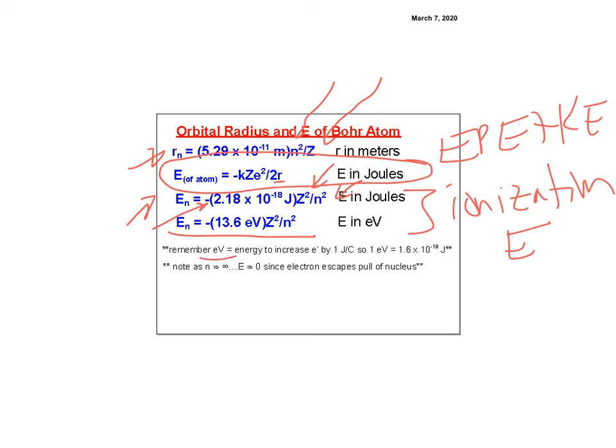You should remember what your electron volt is: 1 electron volt is 1 joule per coulomb of charge, and 1 electron volt equals 1.6 times 10 to the negative 19th joules. And when you go to infinity, the energy goes to zero because it's easier to get out. Big takeaway. I think that's the big takeaway from this.